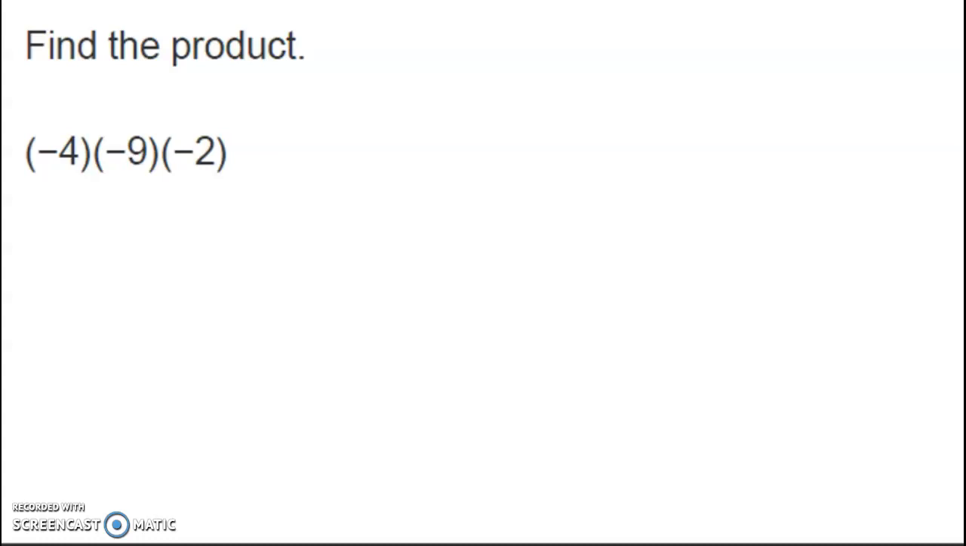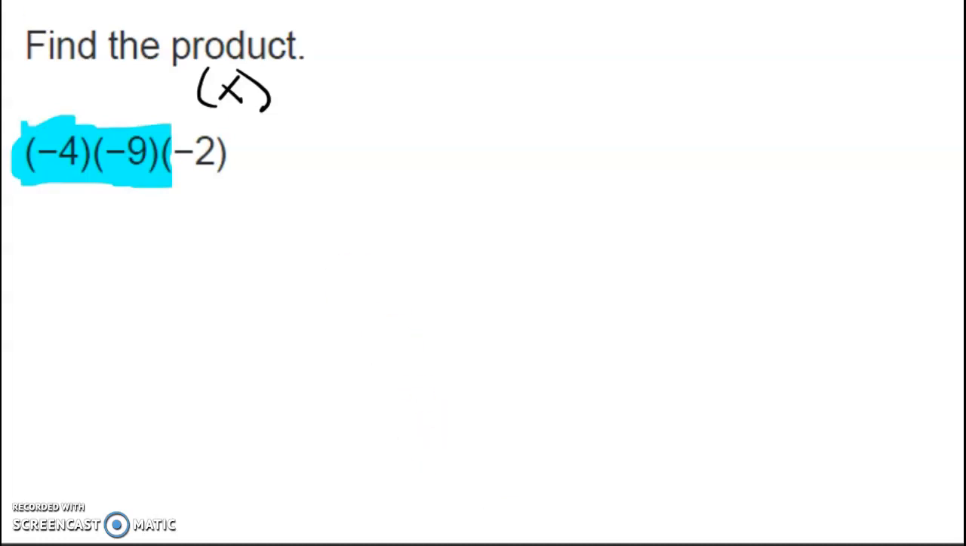In the first video, I think I reminded you that the word product means to multiply. So when it's asking you to find the product, it means for us to multiply all of these numbers. Don't get overwhelmed. You don't have to do them all at the same time. We're just going to go with the first two numbers in the front. So I'm just focusing on these two. Don't worry about the second half. We have -4 times -9.